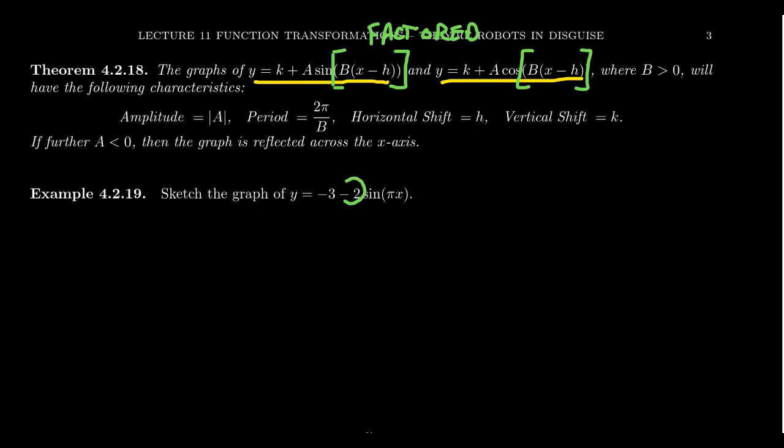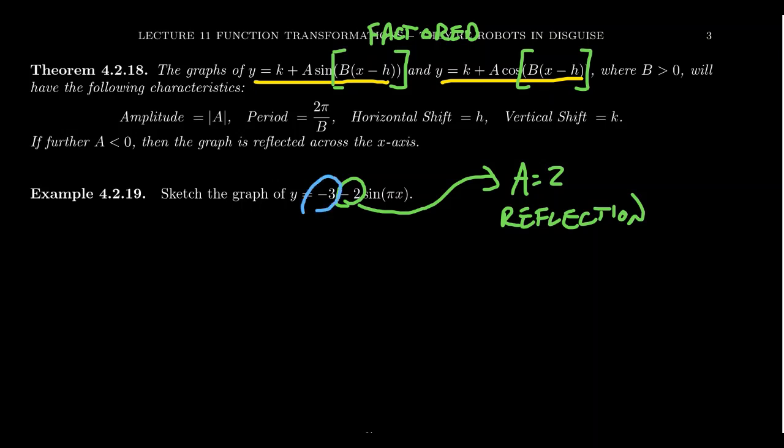This coefficient of negative 2 right here affects the amplitude. We see that the amplitude is going to equal 2, and we see there is a reflection that'll take place on the graph. What does this negative 3 do? This negative 3 represents a vertical shift. If we shift up by negative 3, but I should say it's much easier to avoid a double negative, let's shift down by 3. In particular, our midline is going to take place at y equals negative 3. So pay attention to that.